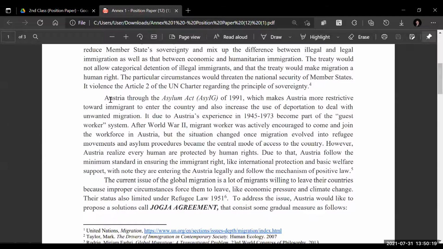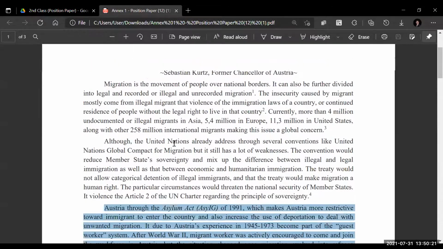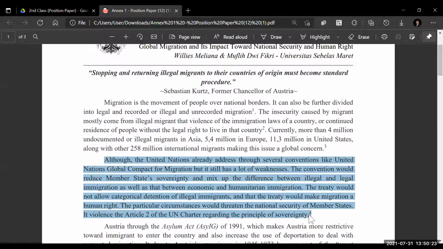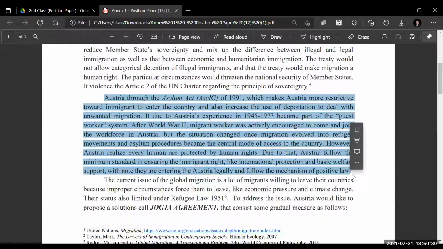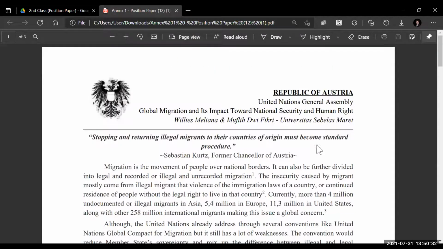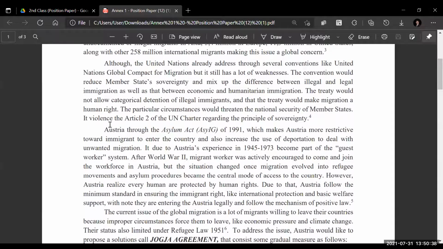The third paragraph is now talking about the country. If you see that this one talks about the United States, you can read it by yourself. The first one is talking about migration in general. The third thing is Austria's policy on the issue, since the country making the position paper is Austria itself. So the third paragraph has to be about Austria.